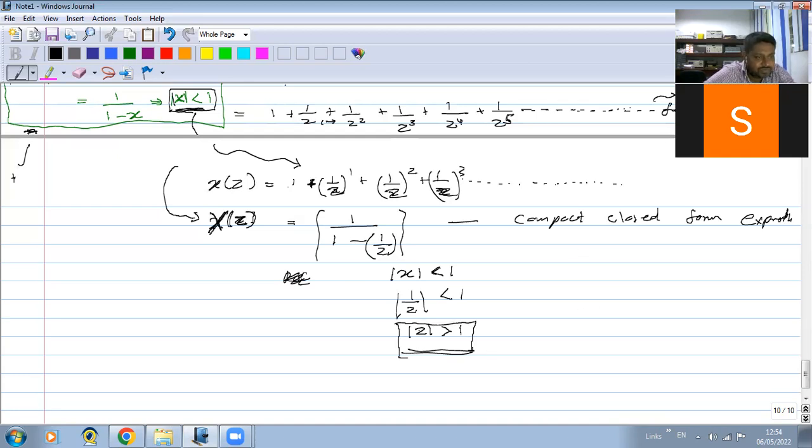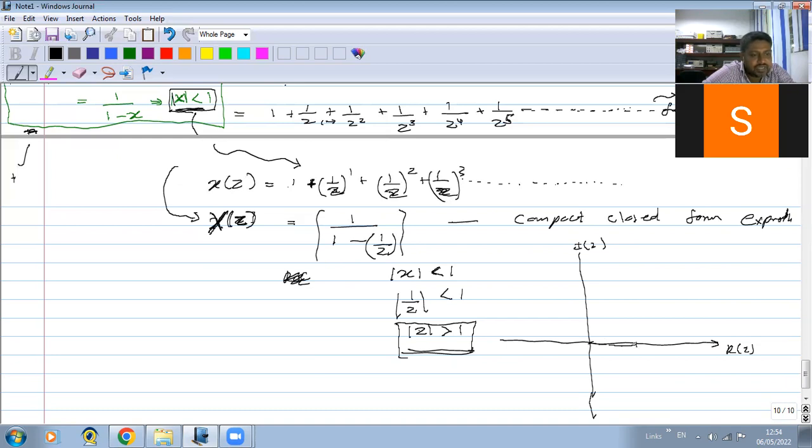So if you draw the ROC in the Z plane, this is the real Z axis and this is the imaginary Z axis. Okay, so this is the Z plane or complex plane. Okay, so what is the absolute value of z? The absolute value means the magnitude, no? So the magnitude should be greater than 1.